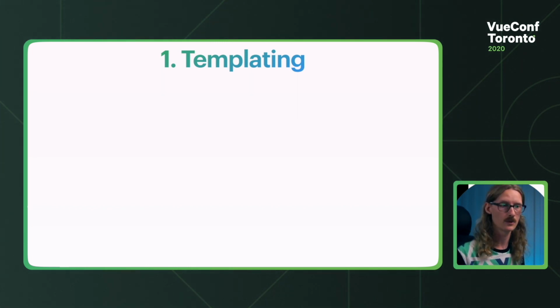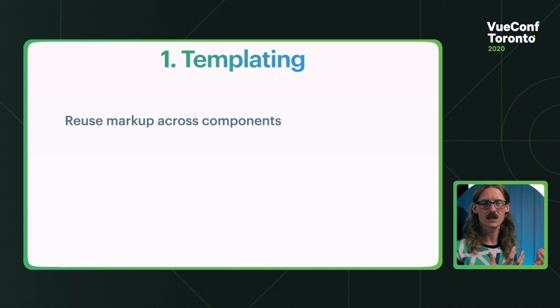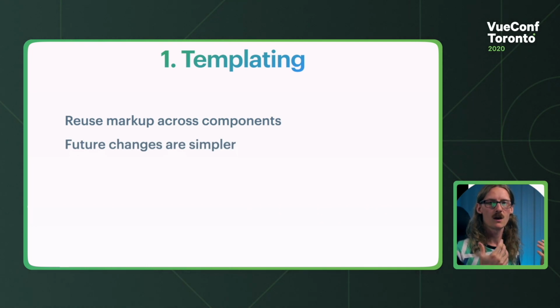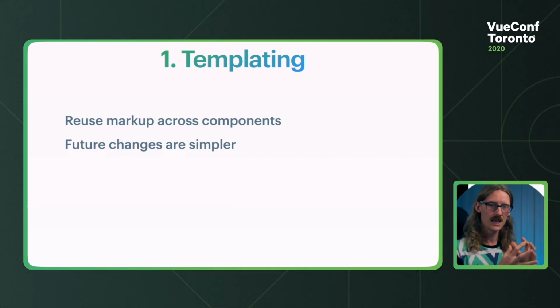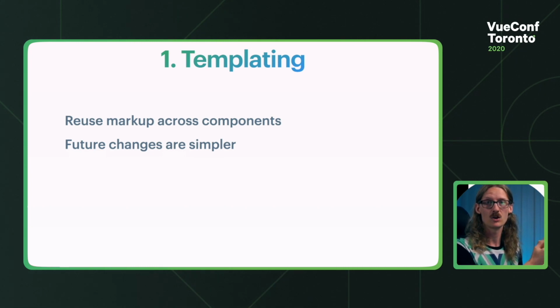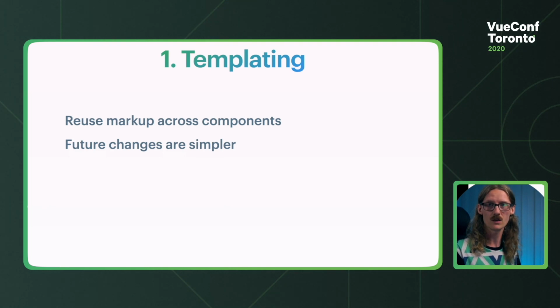So this first one is templating. It lets us reuse markup across different components, which makes our future changes to these components a lot simpler. So instead of copying and pasting your code everywhere throughout your application, you take that bit of code that you want to reuse and wrap it up inside of a component. And instead of copying and pasting, you can just reuse that component throughout your application. Then if you need to change something about that code, you just change it in that one spot in that component, and it updates everywhere else across your application.